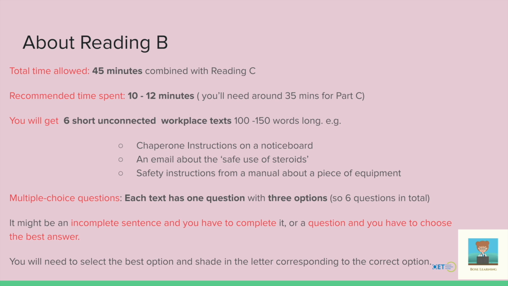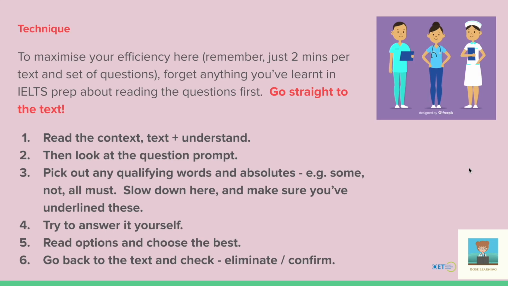The type of question you might get could be an incomplete sentence or a question, and you choose the answer. In the test, what you have to do is select the best option by shading in whichever letter you think is correct. Now, the technique here is to maximize your efficiency. Remember, you've only got 2 minutes per text.